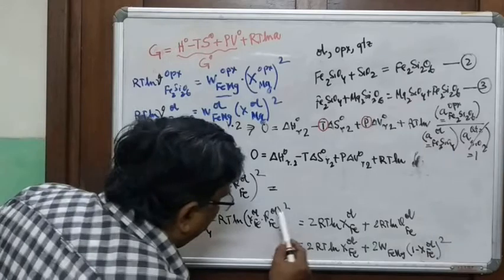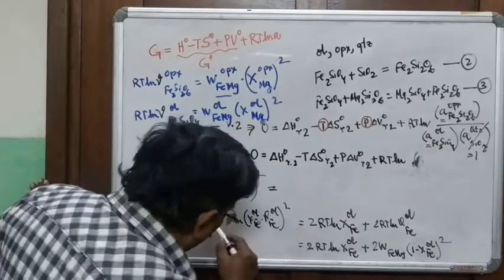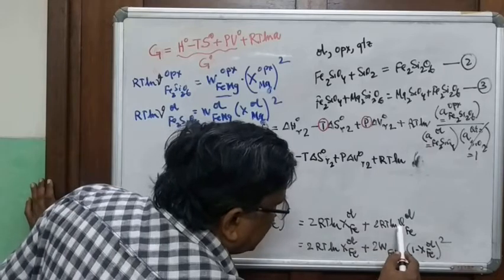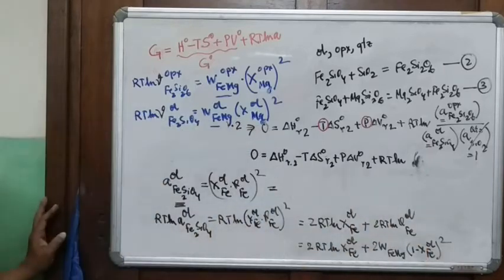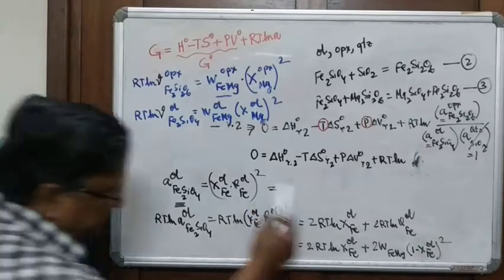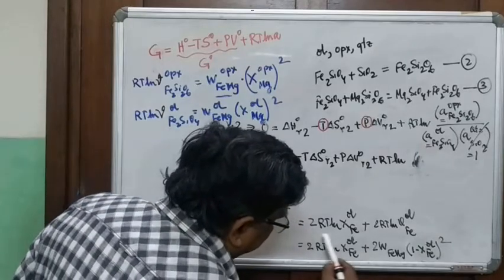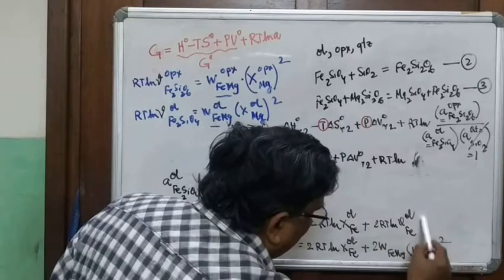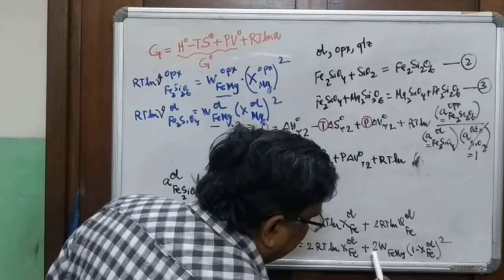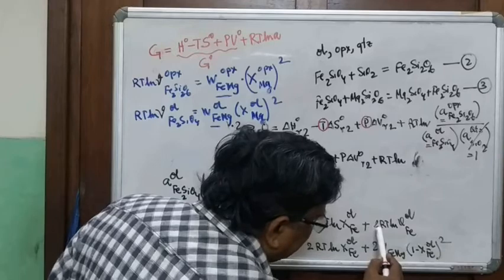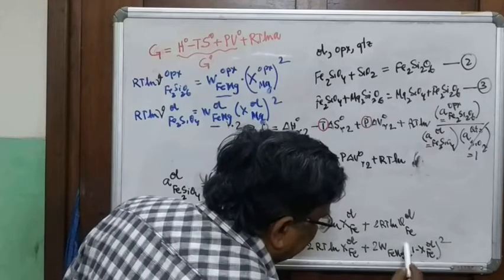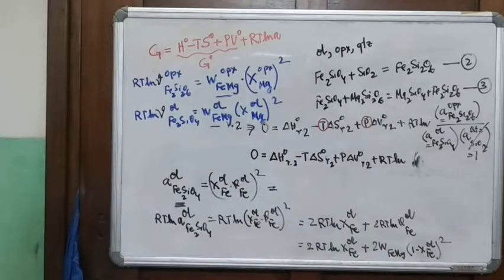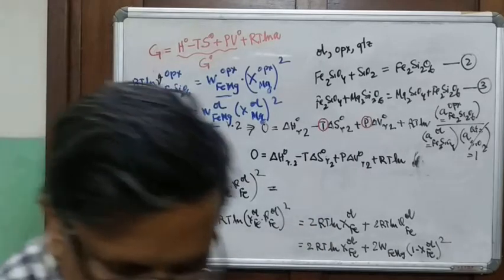So now if you break it up, 2 will come here: 2RTLN XFe olivine plus 2RTLN gamma Fe olivine. Right? If you break it up further, this is the same. And here, instead of 2RTLN gamma Fe olivine, you will have 2 WFeMg. This 2 is nothing but this 2. And this will be 1 minus XFe olivine, whole squared. This is what it will be.